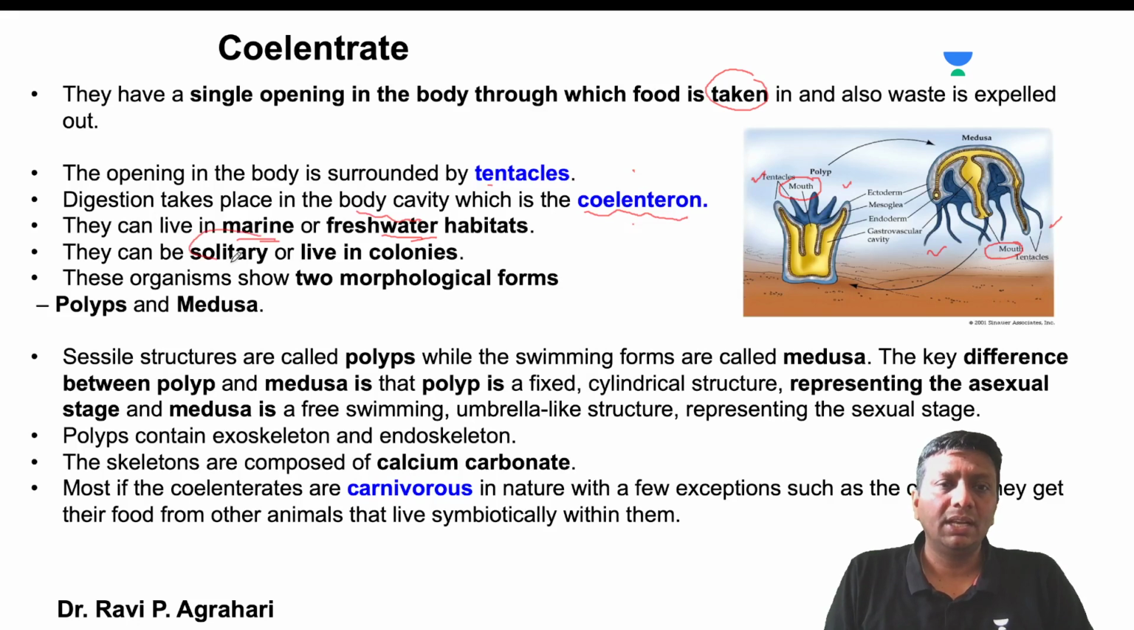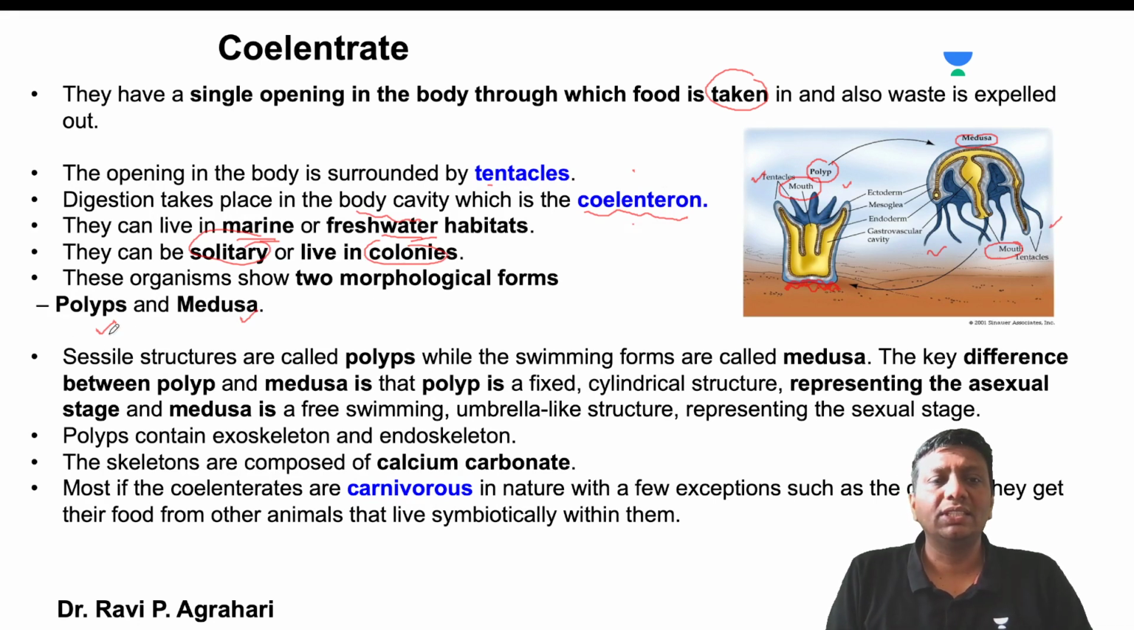They can be single and they can be in groups also, so both solitary and colonial types of features. Morphologically, guys, coelenterate members are of two types: the first is polyp and the second is medusa. The polyp you can see here is fixed; they are available at one place. But medusa have a floating character. They move from one place to another.